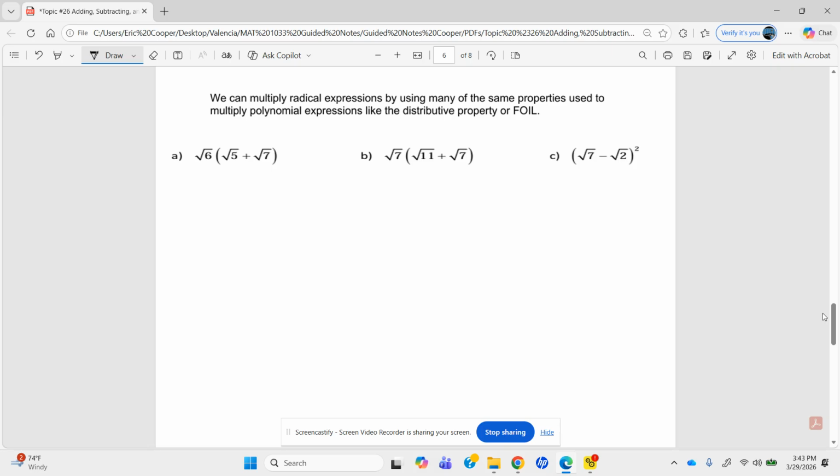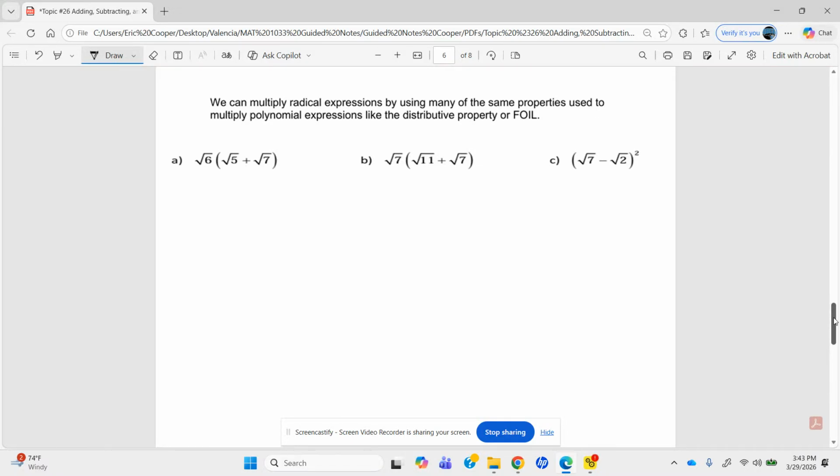Just like we can add and subtract with radicals, we're going to do pretty much the same thing as we multiply. We're going to just follow the rules of multiplication with it. When we multiply things, you can multiply things that are inside the radicals together. You cannot multiply things that are outside the radicals together.